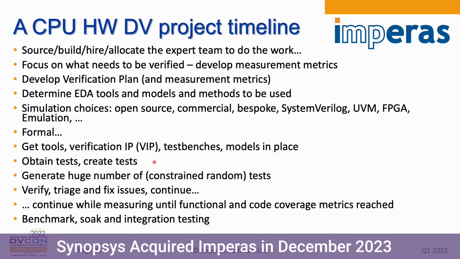Then you've got to create tests. Most likely you're going to create your own tests with a constrained random generator, an awful lot of those, and then you're going to find issues where your RTL doesn't match some form of model you've got. Then you've got to triage it, fix the issues, and go around continually measuring the coverage and on and on and benchmark it. So it's a long process. It starts with finding the team, working out a plan, choosing the tools and capabilities, and then getting on with it.